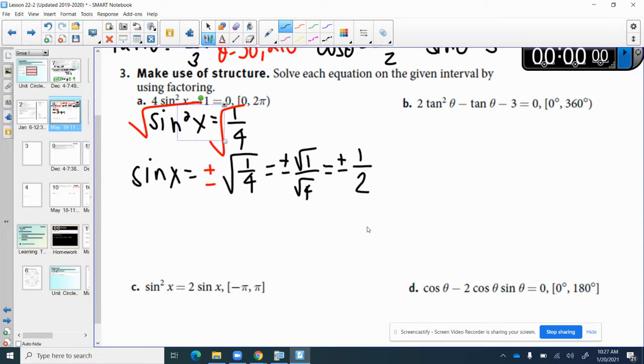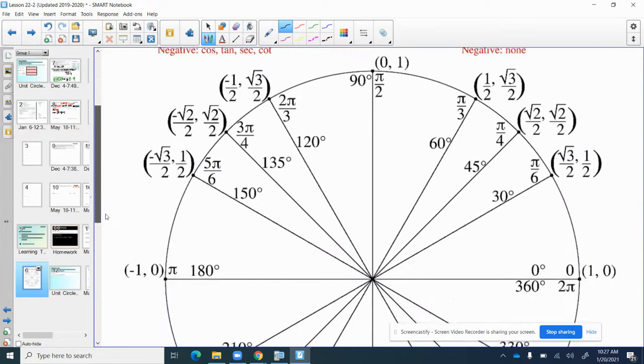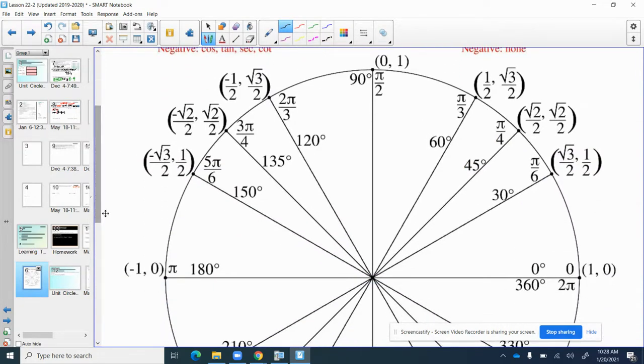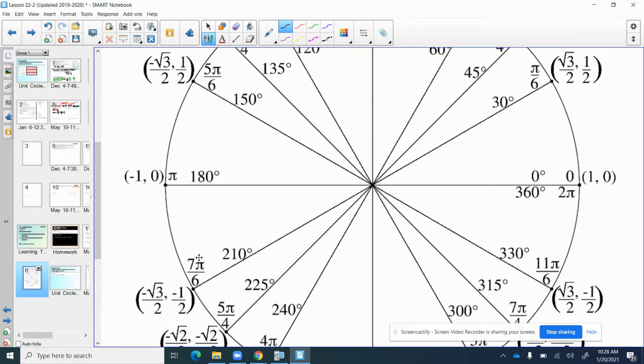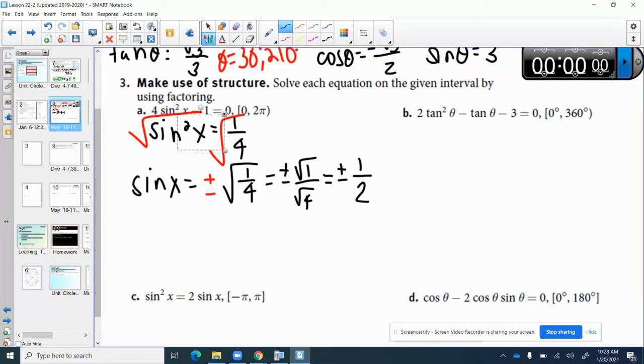Okay, so positive or negative 1/2 occurs, from 0 to 2 pi, at the values in the pi over 6 family, right, where we have positive or negative 1/2. So pi over 6, 5 pi over 6, 7 pi over 6, and 11 pi over 6. Okay, we have officially 4 answers there for our x.